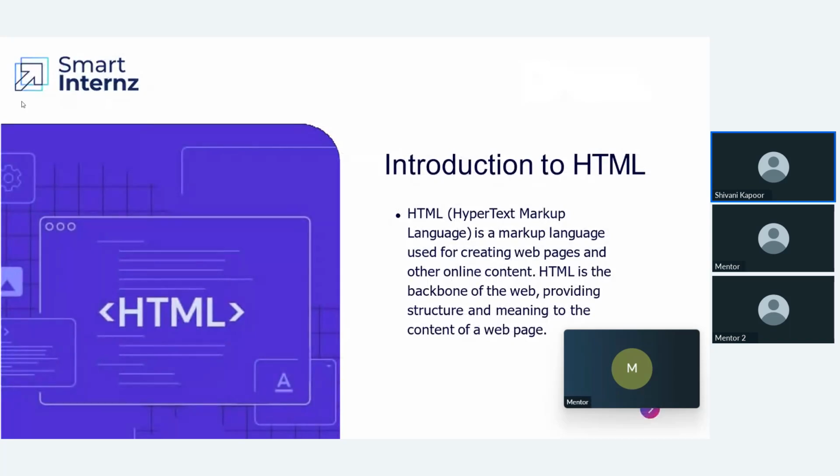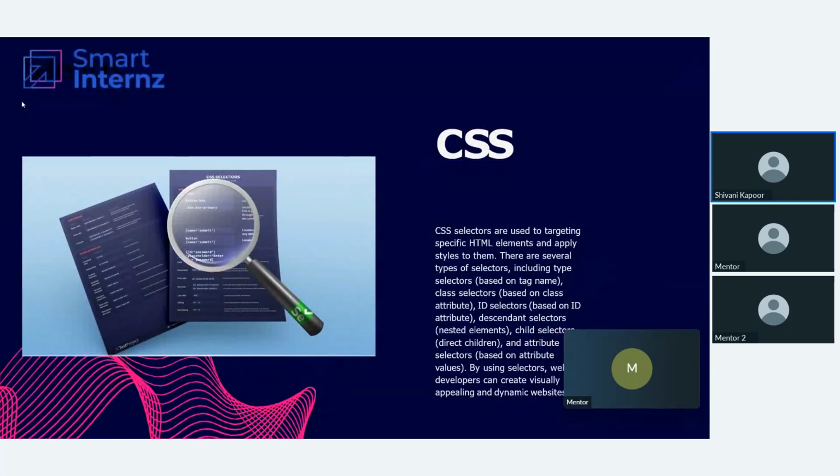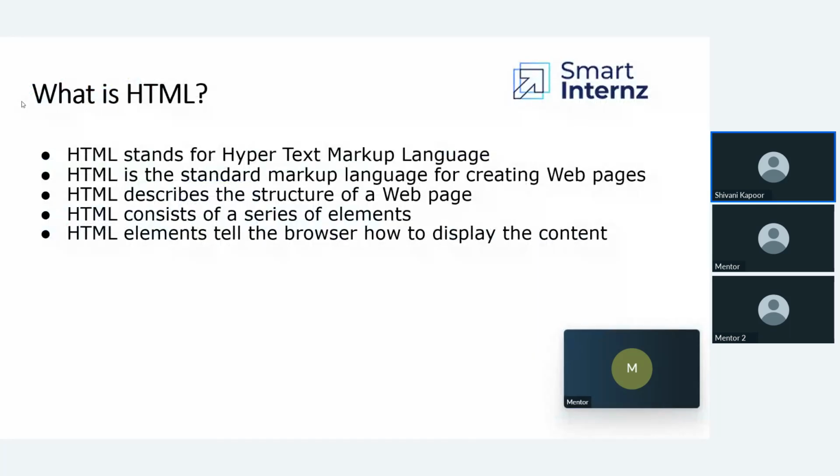HTML is a markup language that is used to create a web page, to give the basic structure to the web page. It is the backbone of web development. CSS is used for styling the particular web page. Now we will dig deeper into HTML and CSS. What does HTML stand for? HTML stands for Hypertext Markup Language. It is a standard markup language that is used to create web pages. Whenever you need to create any web page on the internet, you need to render it with the help of HTML. You need to create an HTML web page.